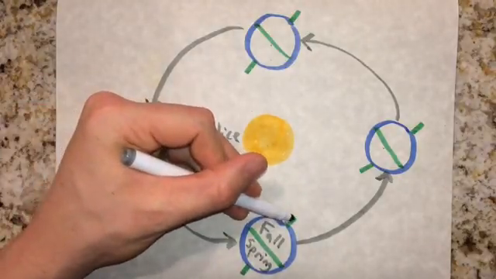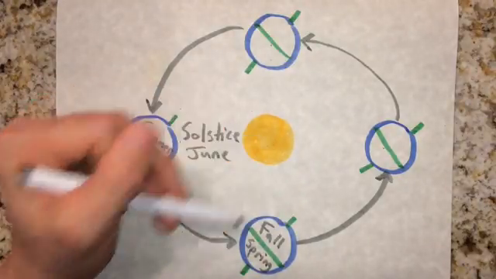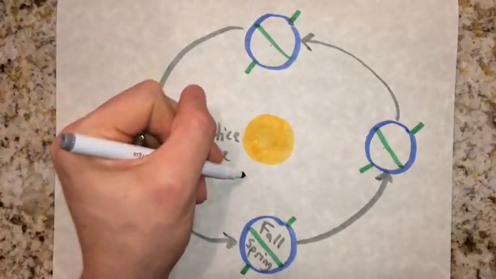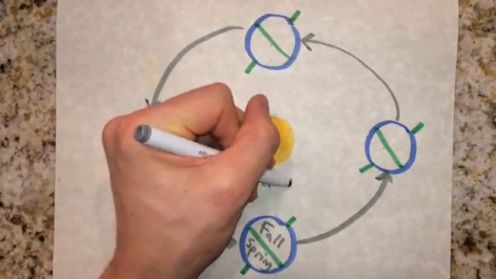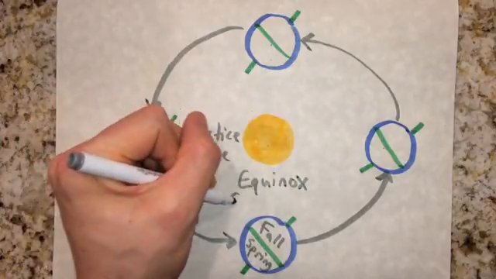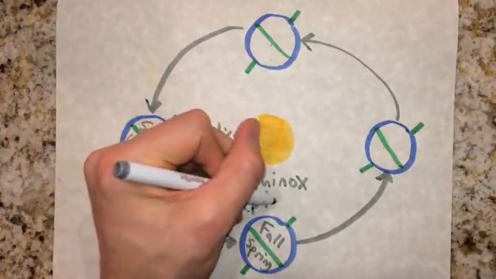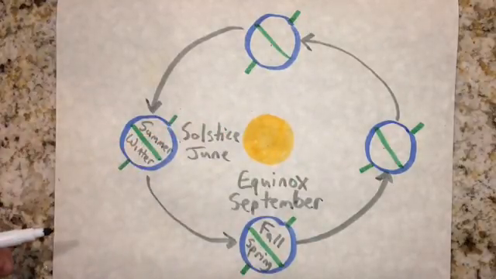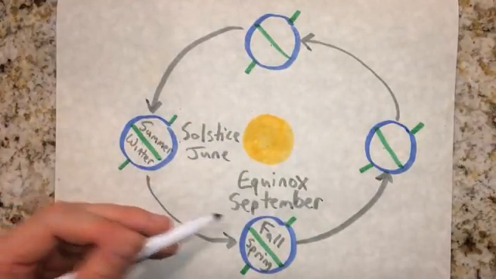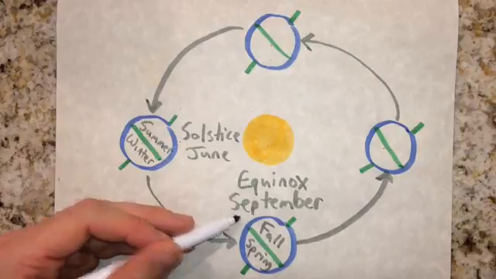In this position, the Earth is not tilted towards nor away from the sun. This is called an equinox, meaning equal day and equal night. This equinox happens in the month of September. During this time, the equator receives the most direct light, and as you work your way towards the poles, the intensity gets less and less.